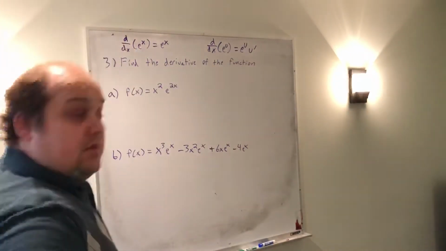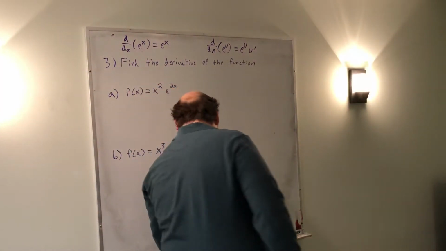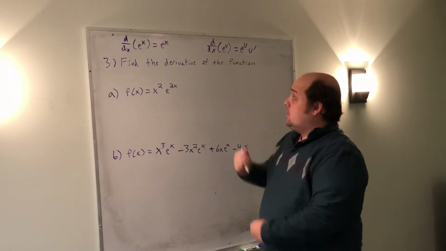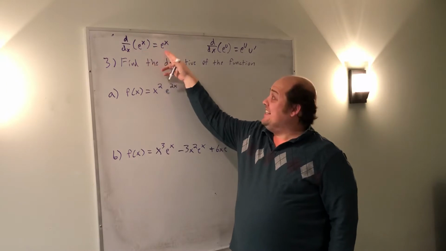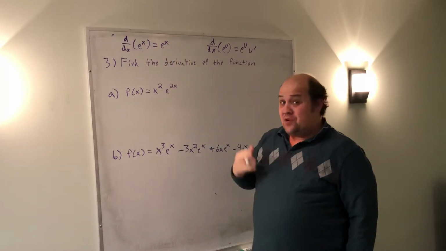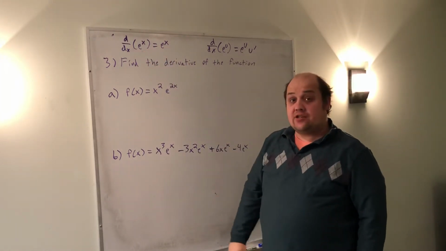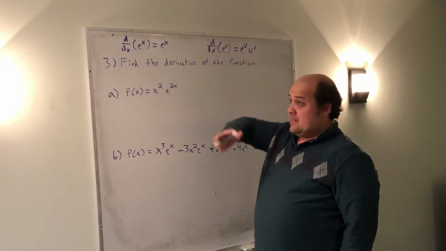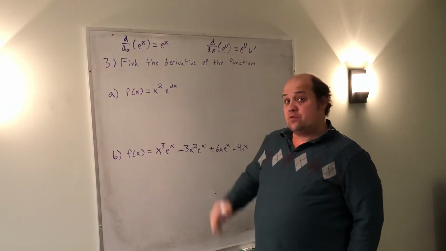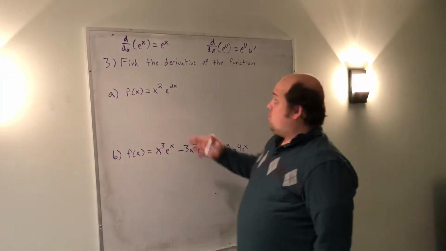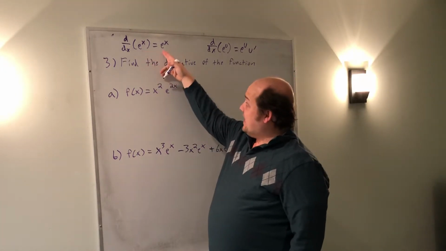Next section of problems deals with taking the derivatives of the exponential function. So in its most basic form, the derivative of e to the x is e to the x. Really, that's the whole idea of the exponential curve. At any point, the tangent line to the exponential curve, its slope equals the y value. So the derivative of e to the x is e to the x.